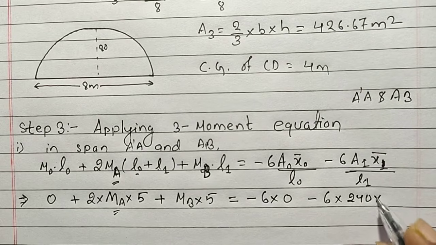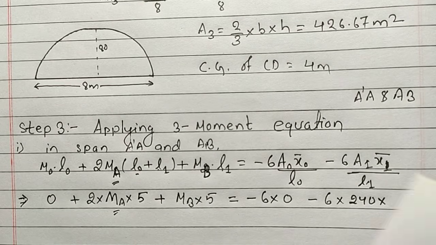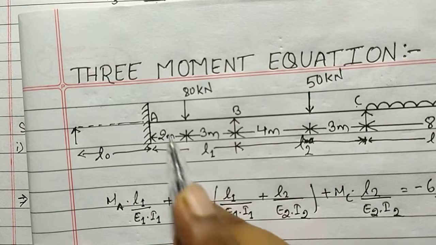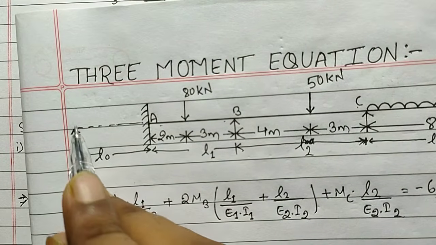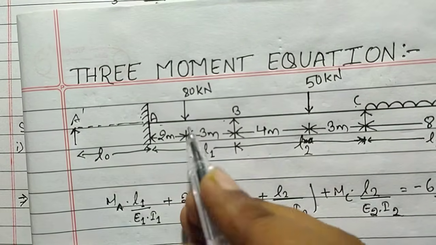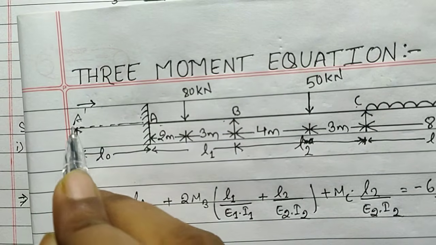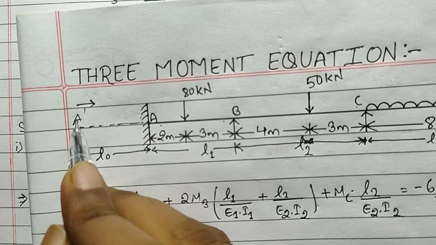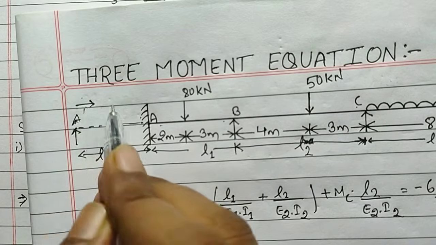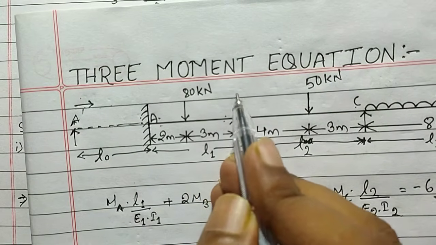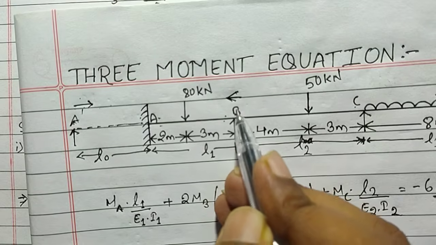And now we have two CG for span AB. Now see here guys, we are taking A dash A, so CG will be for span A, for this A dash A we need to take CG from this side, and for AB we need to take CG from this side taking B as origin.